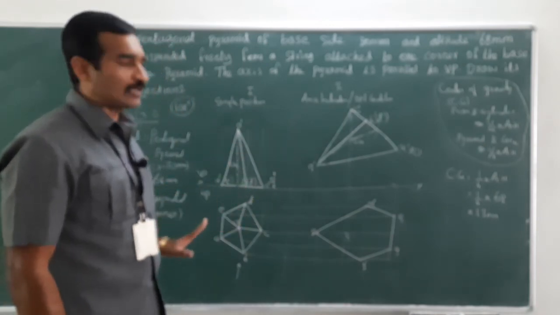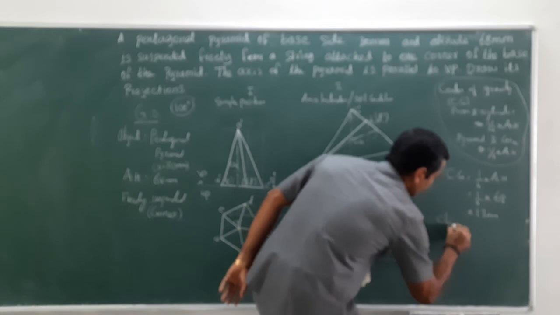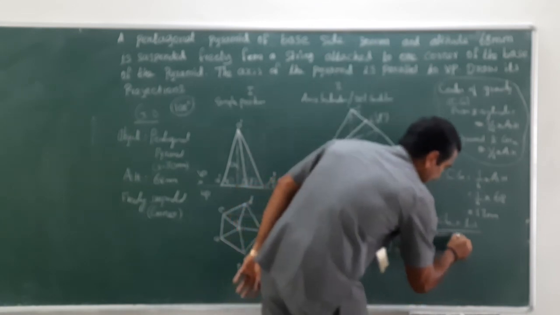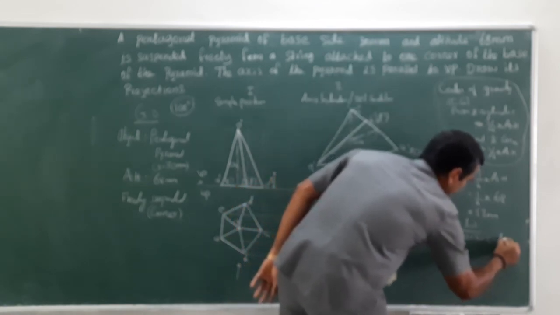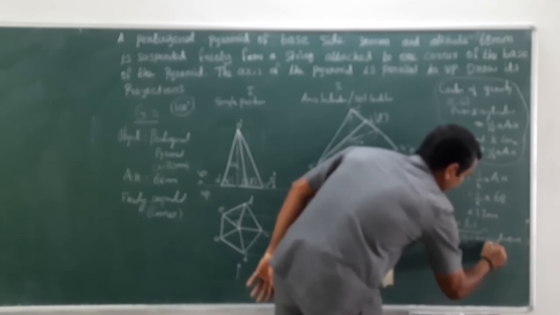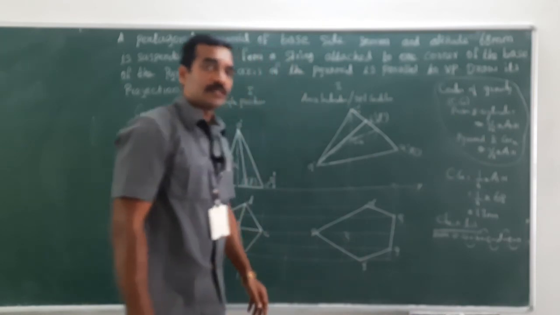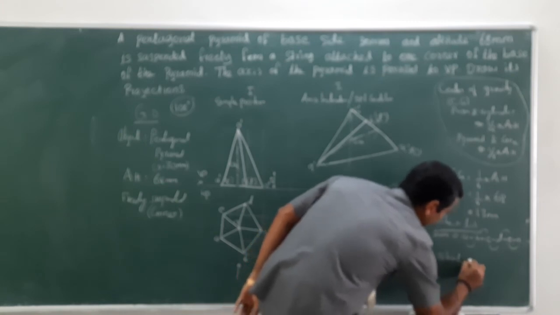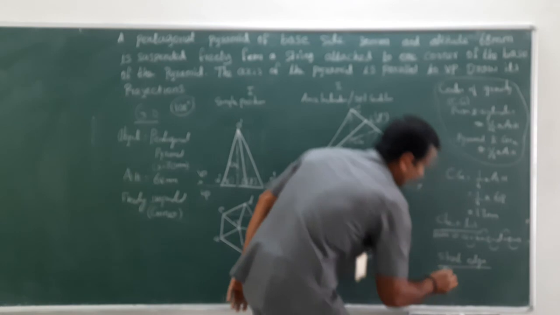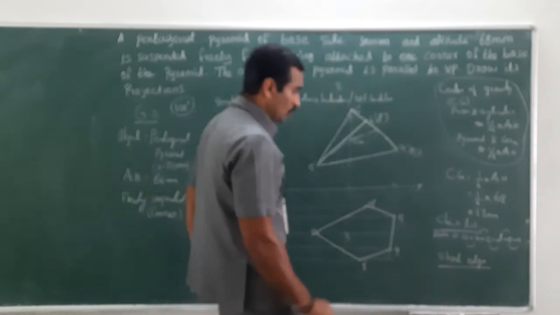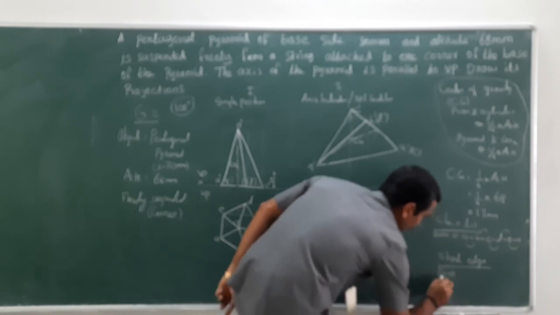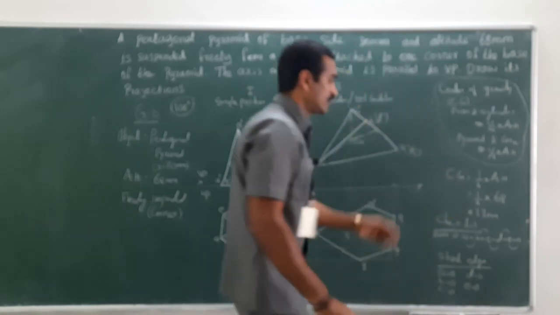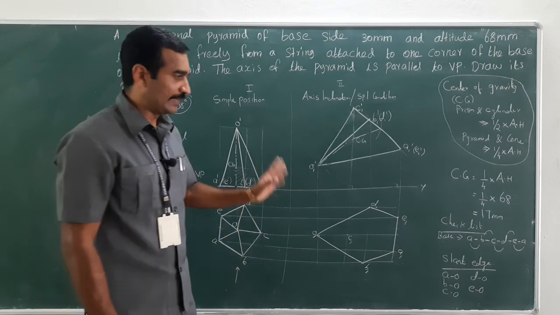What is next? Checklist. Checklist for the base. For the base, it is A to B, B to C, C to D, D to E and E to A. It flows in this manner. Right. Then for the slant edges, what are they? A to O, B to O, C to O, D to O and E to O. These are slant edges or slanting edges, right?